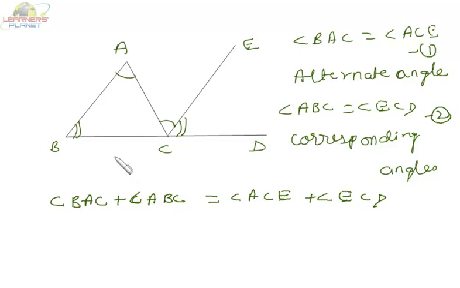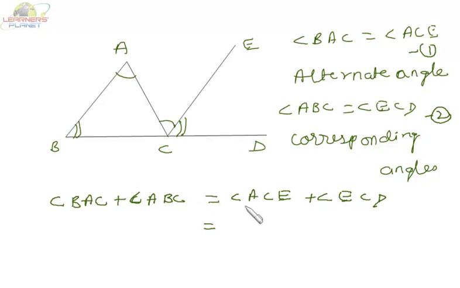Now just observe carefully. Angle BAC is which angle? It is this angle, and angle ABC is this angle. That means these two angles are equal to angle ACE, that is this angle, and angle ECD, that is this angle. That means the sum of these two angles is equal to this complete angle, and this is actually the exterior angle of angle ACP.